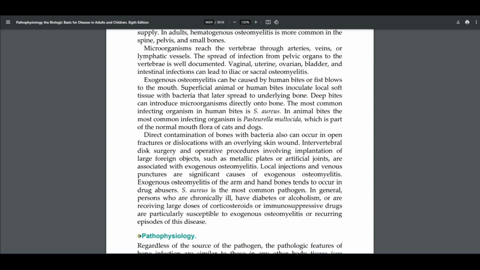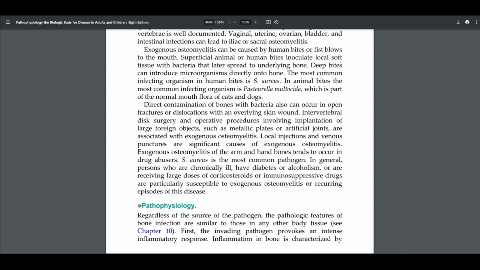Microorganisms reach the vertebra through arteries, veins, or lymphatic vessels. The spread of infection from the pelvic organs to the vertebra is well documented. Vaginal, uterine, ovarian, bladder, and intestinal infections can lead to iliac and sacral osteomyelitis. Exogenous osteomyelitis can be caused by human bites or fist blows to the mouth.